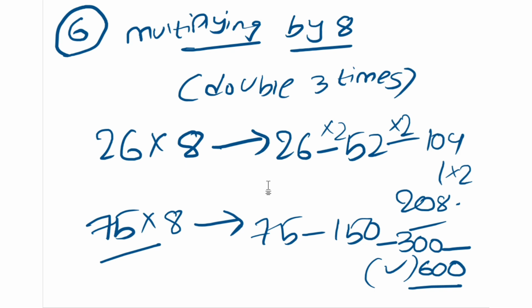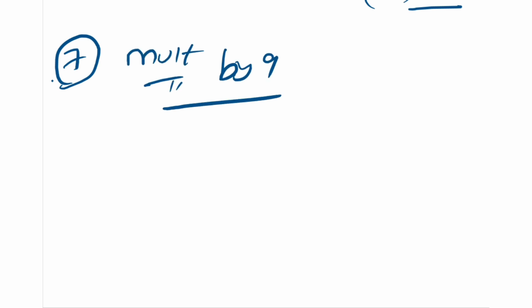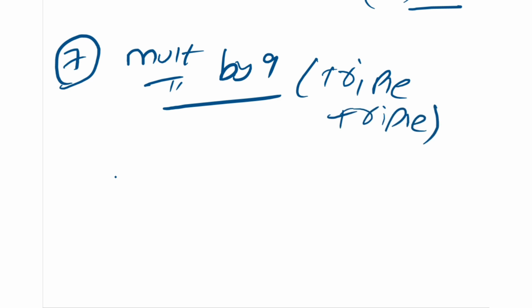Okay. So the next trick I'm going to share is multiplying a number by 9. This is the 7th trick today I'm sharing with you. I hope you are finding some value with this video. Multiplying any number by 9. Just triple and triple. So this is the simple concept you need to remember here. Multiplying any number by 9, you need to triple 2 times. So that is the main thing.